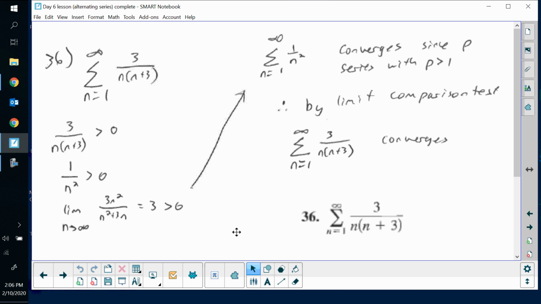So this one we can compare with 1 over n squared. When you divide them, keep, change, flip, as n approaches infinity, we approach 3 because of leading coefficients. The nice one is a p-series, which is going to converge because p is greater than 1. So by limit comparison, the original must also converge.